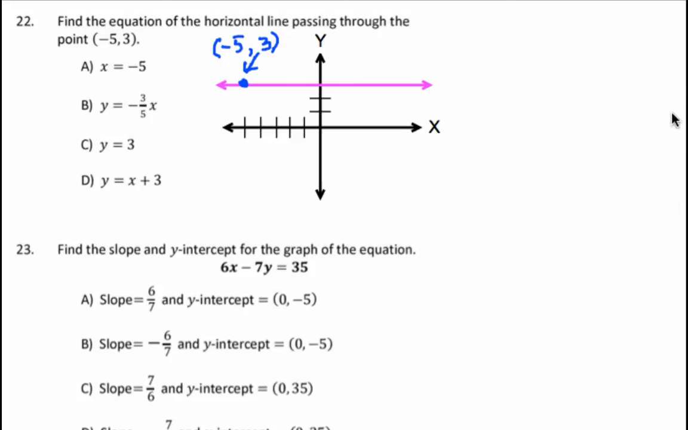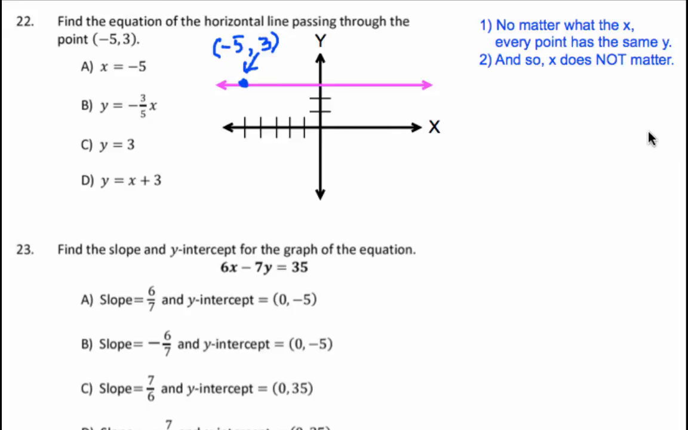There are a couple of ways to go about doing this. One way is to realize that no matter what the x, every point has the same y. If you look across our horizontal line here, you'll see the y is the same always, regardless of what the x is. And so the x does not matter. Well, if the x does not matter, it should not be in our equation. And there's only one choice where the x is not in the equation, and that would be choice C.